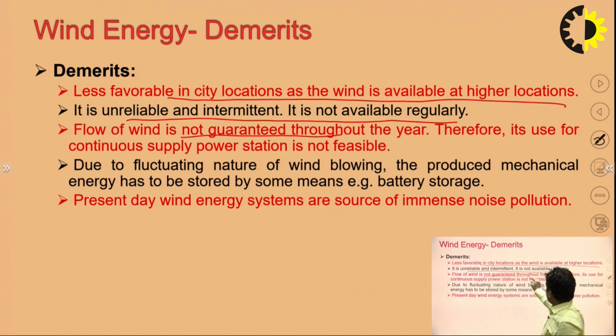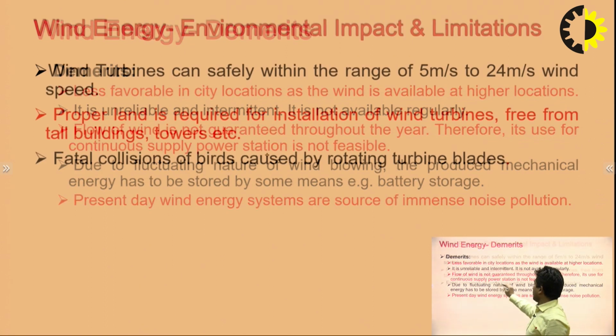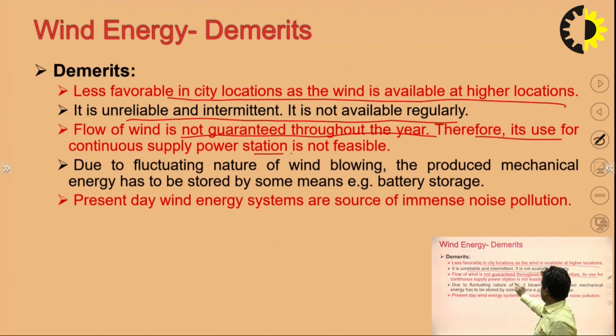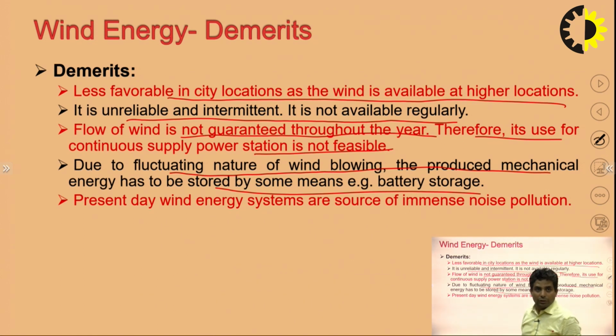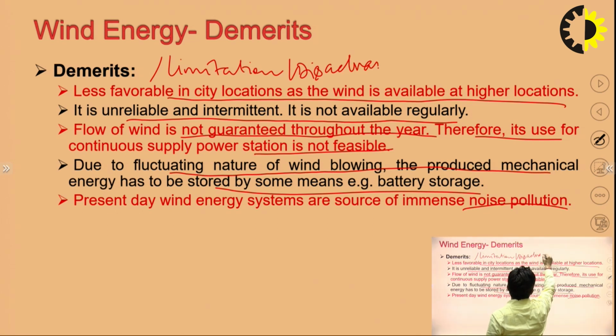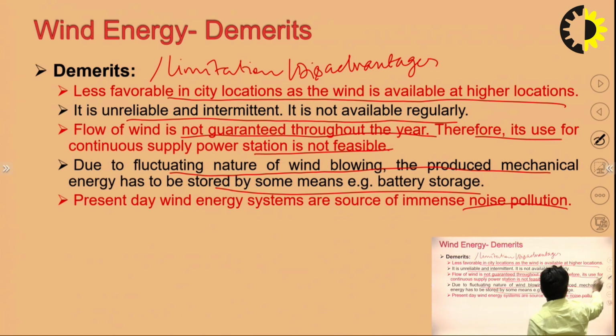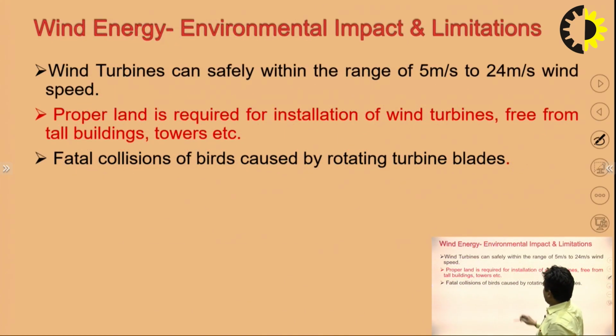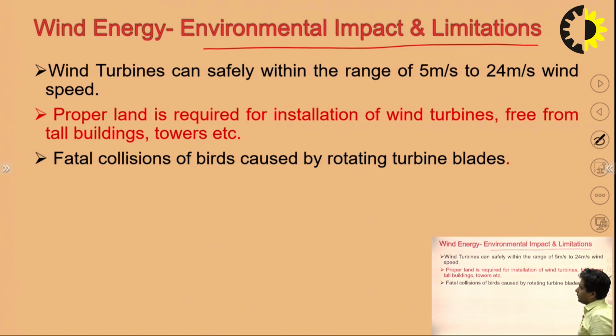Flow of wind is not guaranteed throughout the year, so its use for continuous power supply is not feasible. Due to the fluctuating nature of wind blowing, the produced mechanical energy has to be stored by some means such as battery storage as well. Present-day wind energy systems are sources of immense noise pollution. So these are some limitations, or you can say the demerits or disadvantages. Environmental impact and limitations.